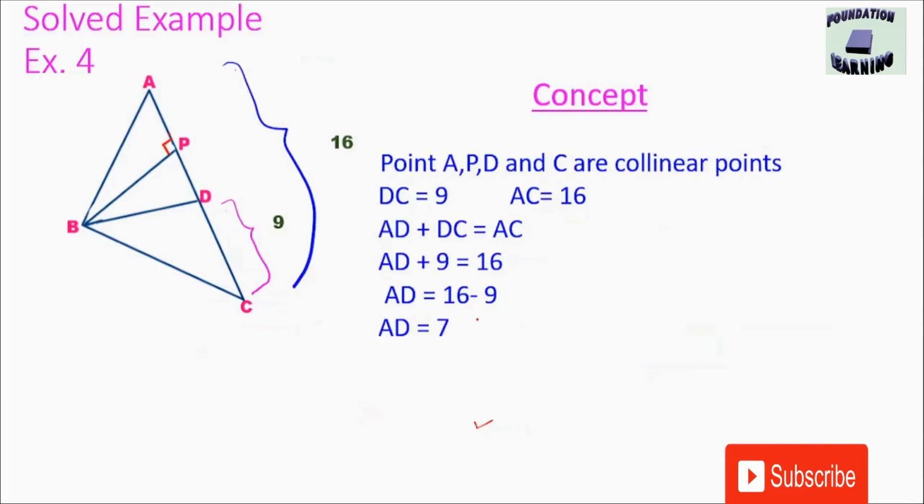Now, since the points are collinear, DC is given as 9, AC is given as 16, and AD plus DC is equal to AC. AD we don't know, so we'll write AD as it is. DC is 9, and AC is 16, that is also given in the question. Now, what will be AD then? AD will be 16 minus 9. We bring 9 this side, so plus 9 will become minus 9. So, AD is equal to 7.